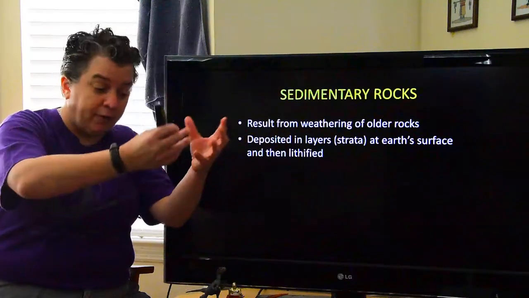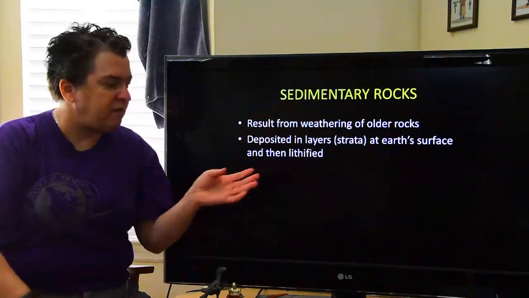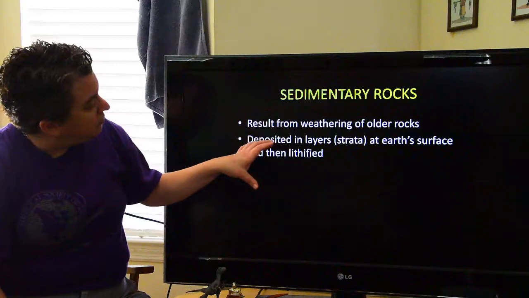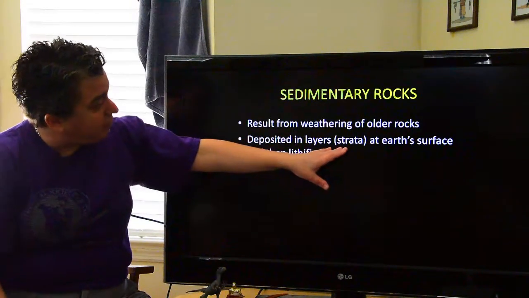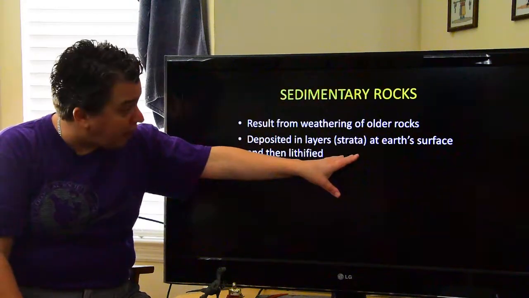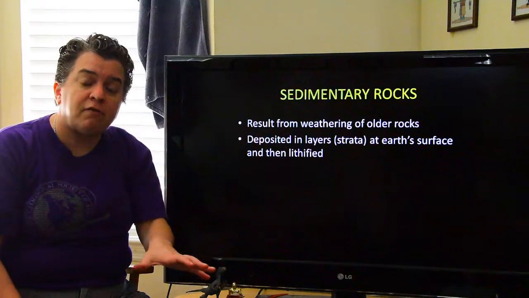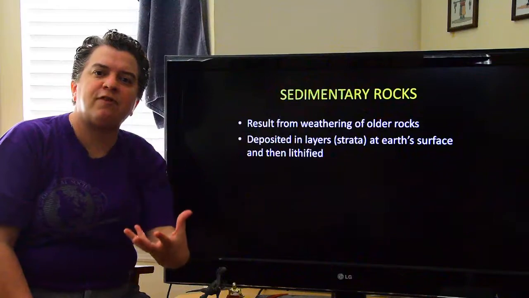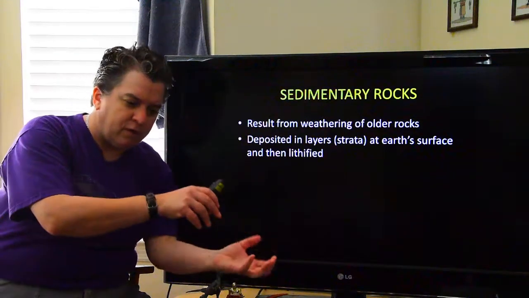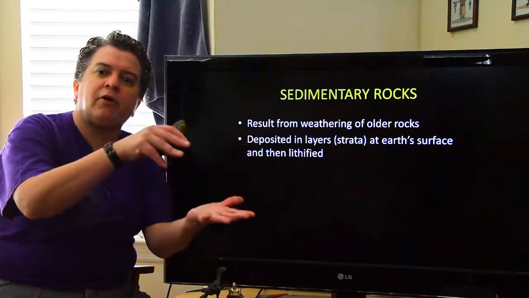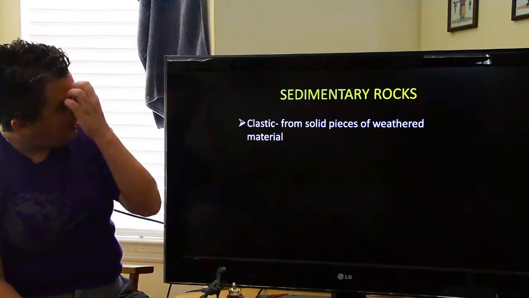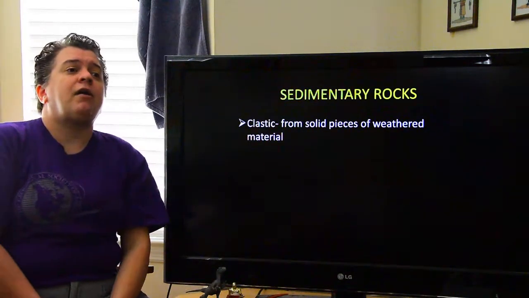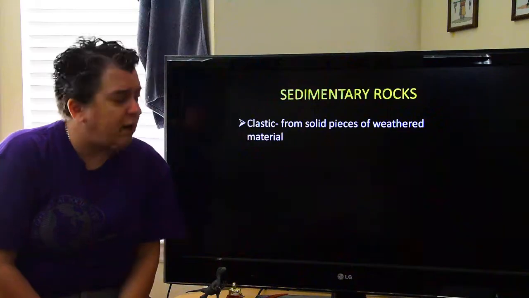That broken up material gets dropped off or deposited. And so this sediment gets deposited in layers, which we call strata, at Earth's surface, and then it gets turned into solid rock. That's what we call lithification, where we go from basically loose material to solid rock. And we break down sedimentary rocks into two basic groups.